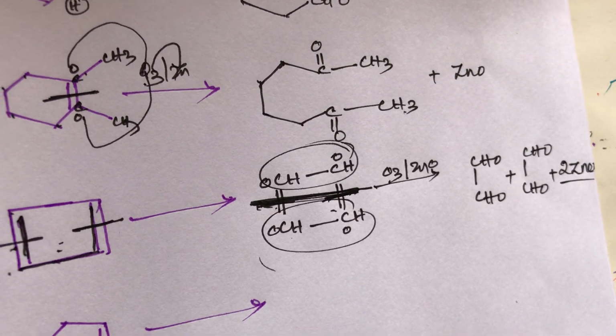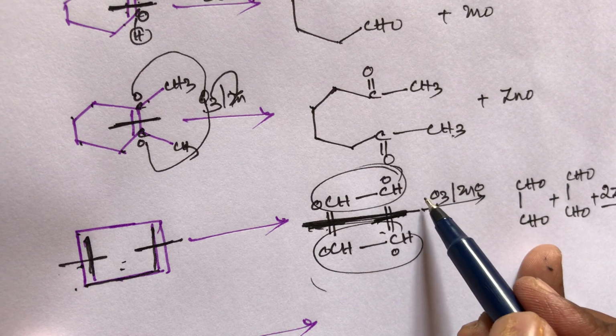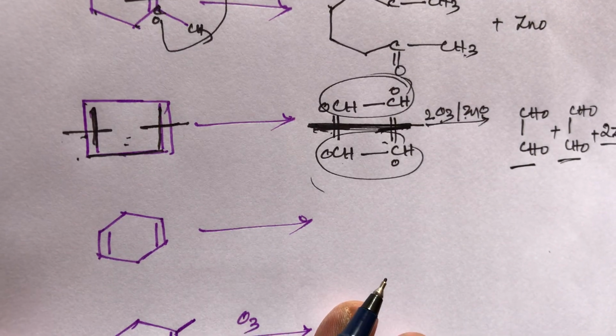We will take 2 moles of zinc. Why? Because here 2 double bonds are there. We should take 2 moles of ozone and 2 moles of zinc. So that is the final, that is glyoxal. This is a simple trick, student. Now take one more example.